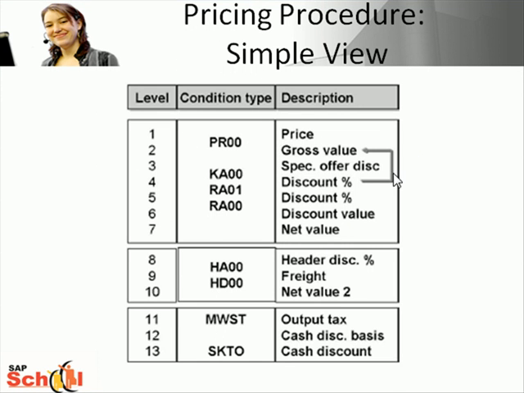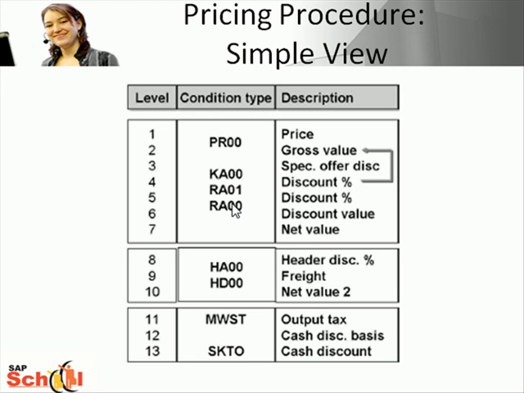So here is a simplified view of the pricing procedure. This is what the pricing procedure, simply stated, looks like. It's essentially a sequence of condition types arranged in order. This column here is nothing but a sequence, so you just number them in increasing order, and this is the description. So PR00 is a condition type that represents the base price or the gross price.